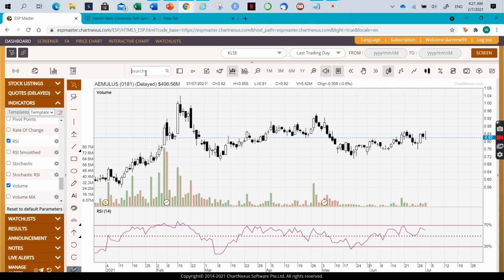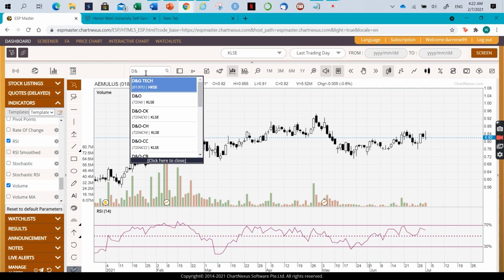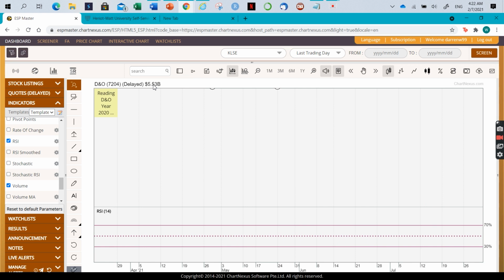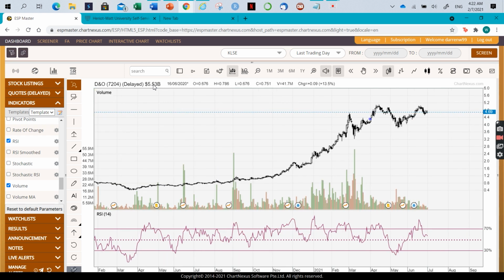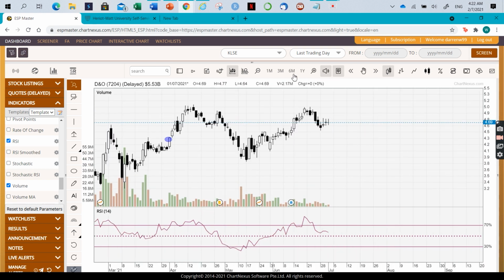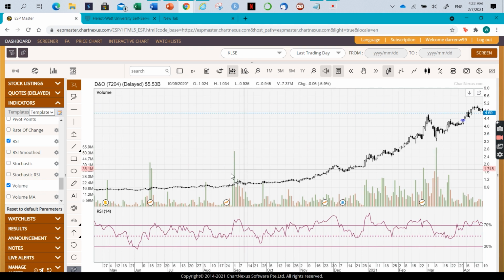So let's look at a trending stock, because I want to illustrate to you guys what I meant by if a stock is in a strong uptrend, the RSI tends to stay above 30. Right, so it doesn't have to cross below 30 before the stock reverses up again. Now we can see here we have DNO, and DNO was in a very, very solid uptrend in this period. Now if we zoom in, we can see that during this uptrend period, the RSI does not cross below 30.